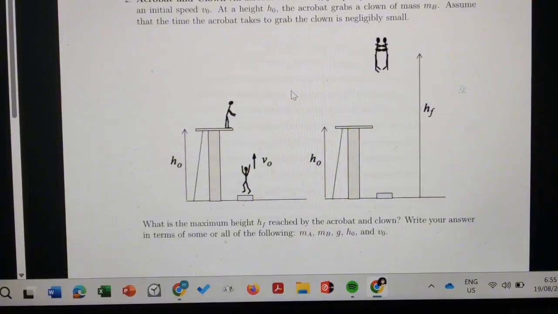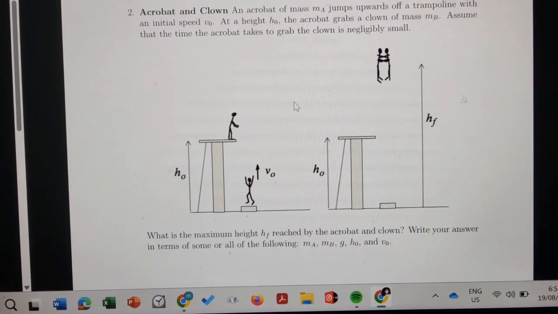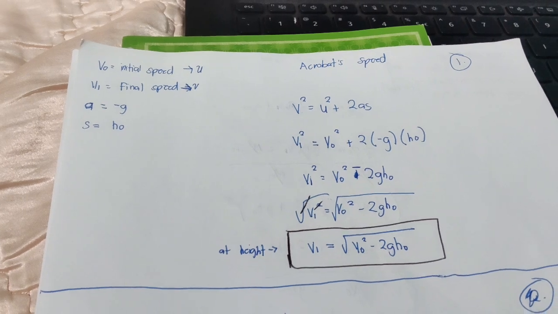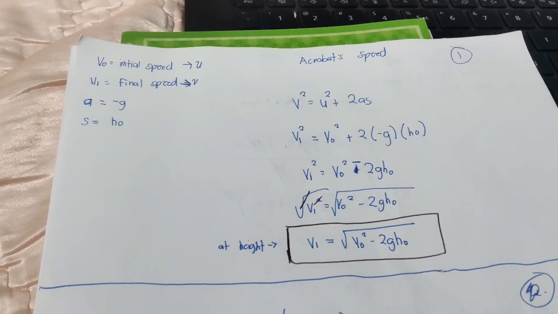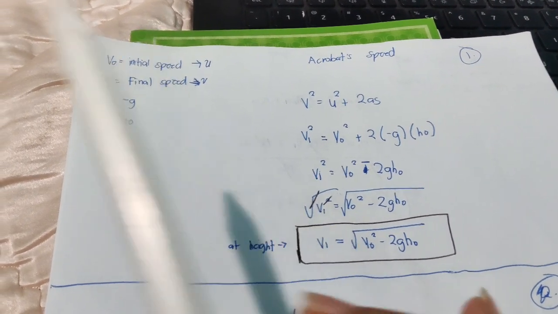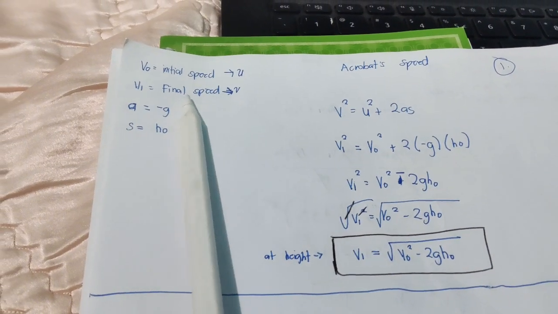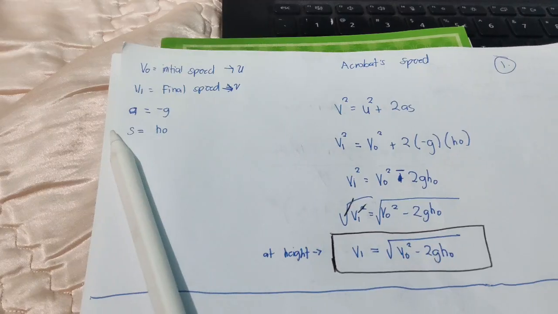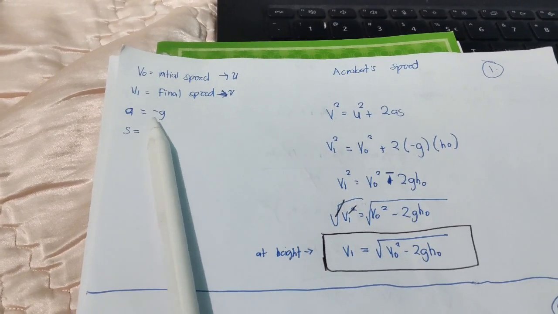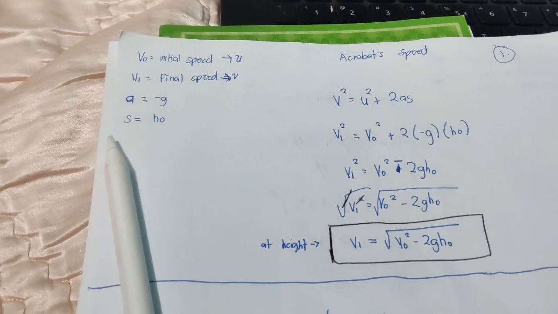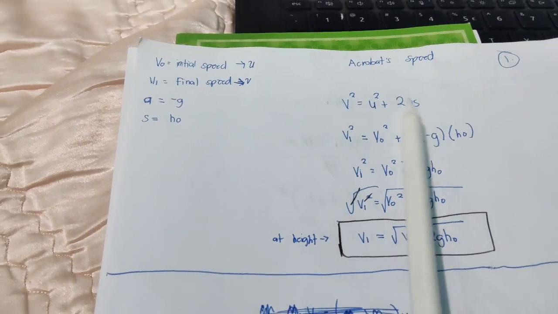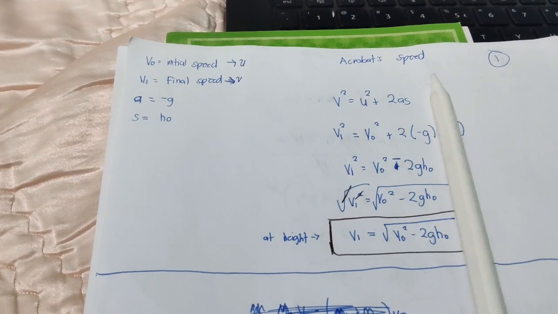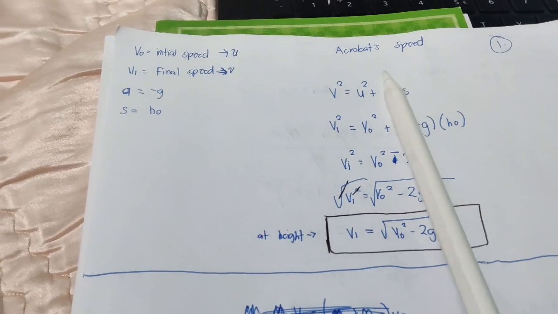Write your answer in terms of some or all of the following. So the first thing we need to do is to find the acrobat's speed at height h_0. We have our initial speed as u and our final speed as v, and our acceleration and displacement, where acceleration is negative g and displacement is h sub 0. And then we have here an equation from the kinematic formula.